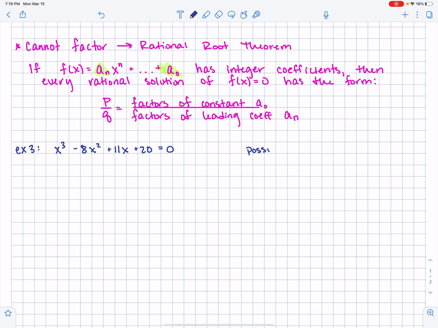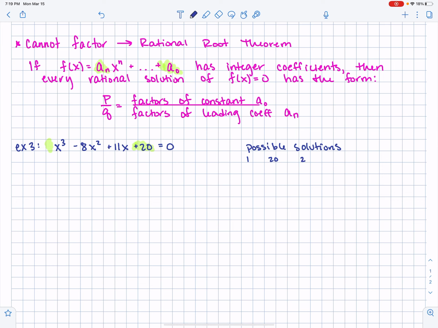First of all, these are all possible solutions. They don't have to be solutions, they're possible. Our constant here is 20, and our leading coefficient is 1. So when we think about factors of 20, we could think about 1 and 20, 2 and 10, 4 and 5. And factors of 1 are just 1. It's really nice when your leading coefficient is 1 because you don't have to worry about a whole bunch of fractions.